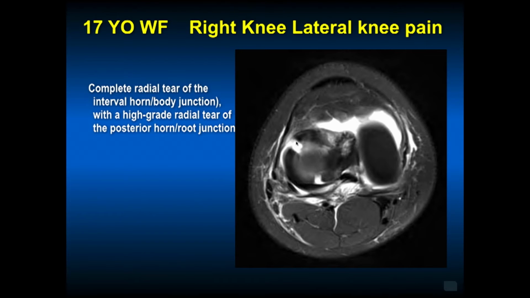And the tear pattern is a radial tear of the horn body junction with a radial tear of the posterior root here. So this axial view can be one that shows a lateral meniscus tear. MRI scans may miss about 2% of medial meniscus tears and about 6 or 7% of lateral meniscus tears. So this is an indication for also getting better, closer together axial cuts to assess the lateral meniscus and possible cyst formation.